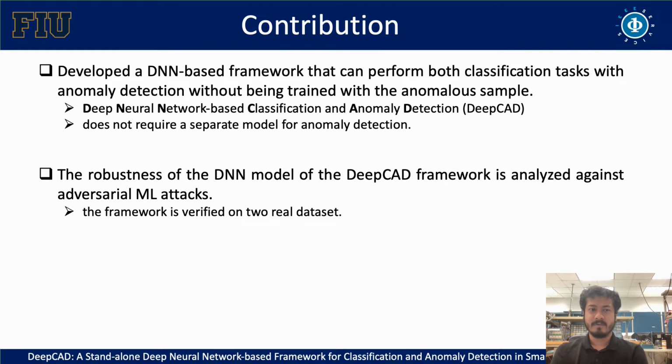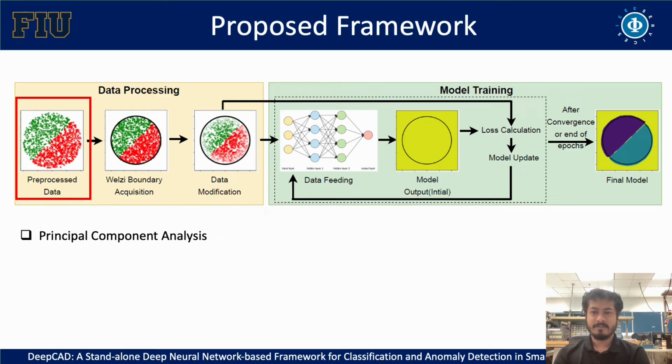To address this problem, we have developed the deep neural network based classification and anomaly detection, or DeepCAD, framework that can perform both the classification task and the anomaly detection task without being trained with anomalous samples. Moreover, the DeepCAD framework does not require a separate model for anomaly detection. The robustness of the deep neural network model of DeepCAD is analyzed against adversarial machine learning based attacks. The proposed DeepCAD framework is verified on two real datasets, namely the Pima Indians diabetes dataset and the Parkinson's disease dataset. So here we present an overview of the proposed framework.